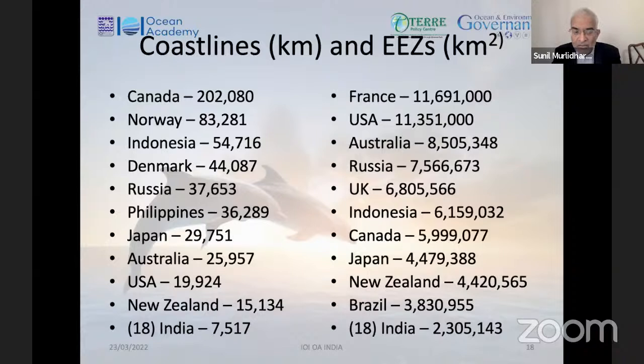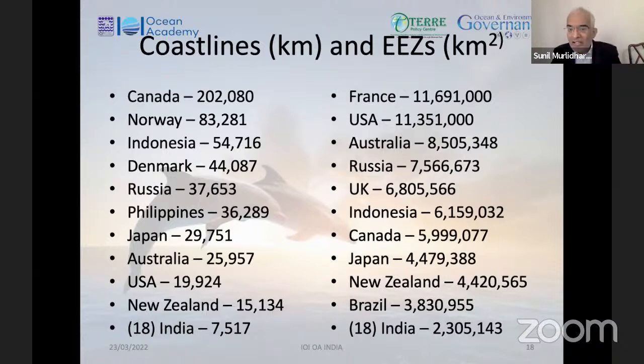India, as you can see here, is number 10. So these are the top 10. And India's coastline is 7,517 kilometers, which is a significant amount of coastline that we have. And so that's the real estate. But more importantly, real estate in terms of the area of the maritime area or the area of the ocean.